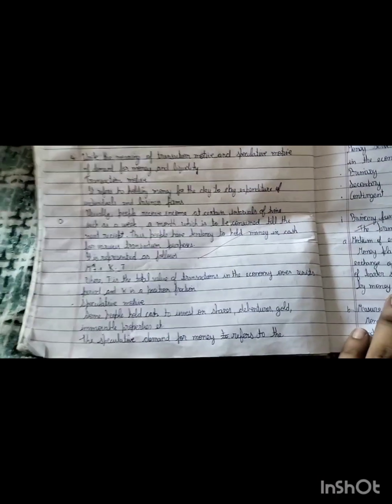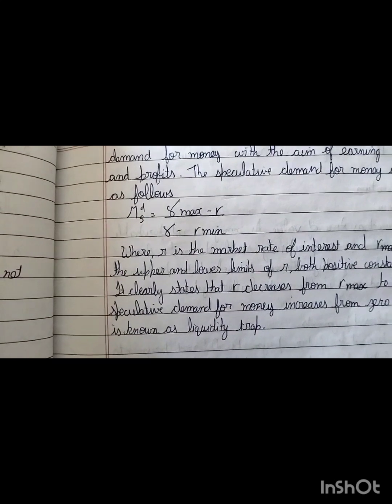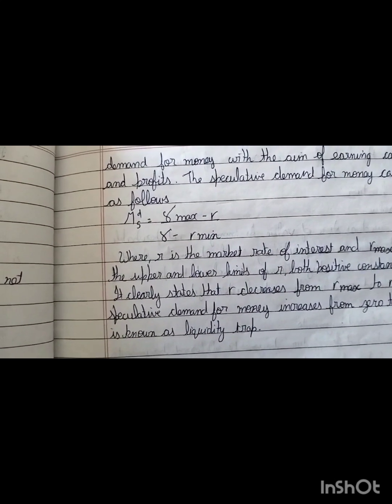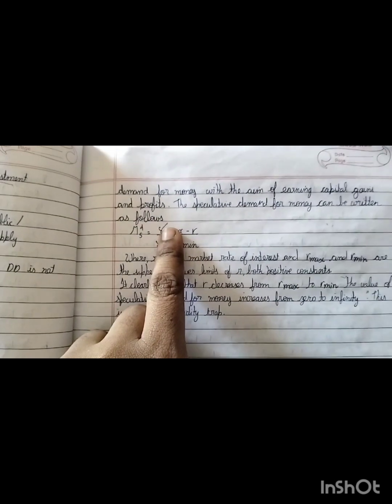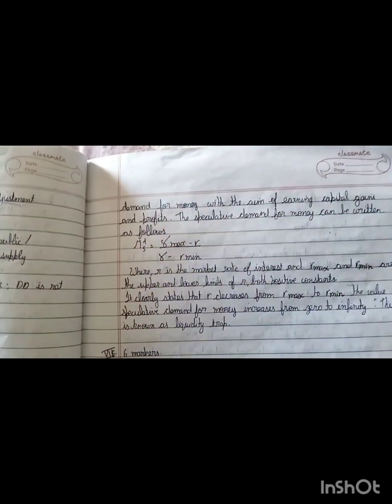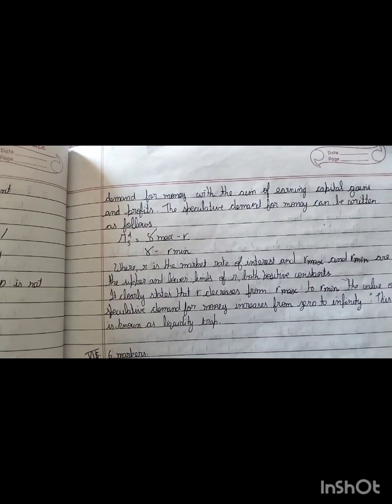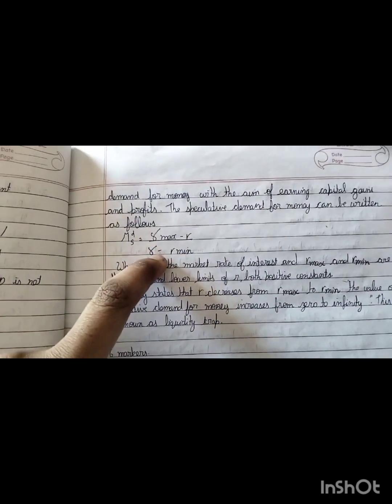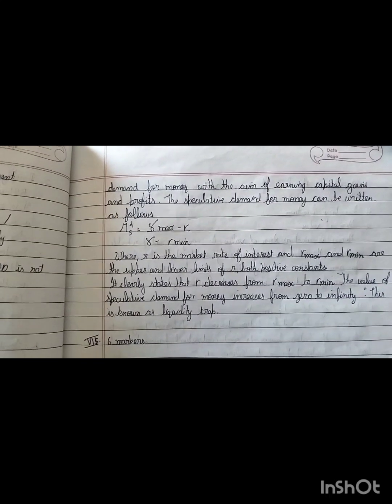Speculative motive is nothing but people use cash to invest in shares, debentures, gold, or properties, assets, or something like that. So the speculative demand for money refers to the money held with the aim of earning capital gains and profits. It is represented as MDS is equal to R max minus R divided by R minus R minimum. R is the market rate of interest, and R max and R minimum are the upper and lower limits. As R decreases from max to the minimum, the value of speculative demand for money increases from 0 to infinity, and this is known as liquidity trap.